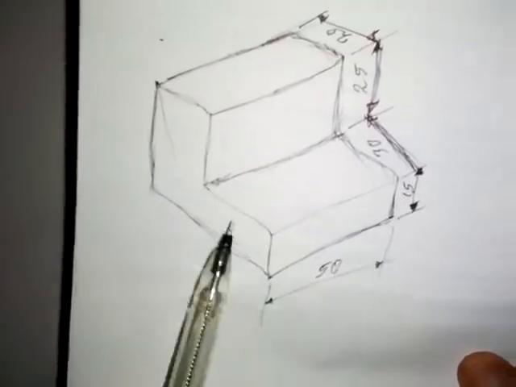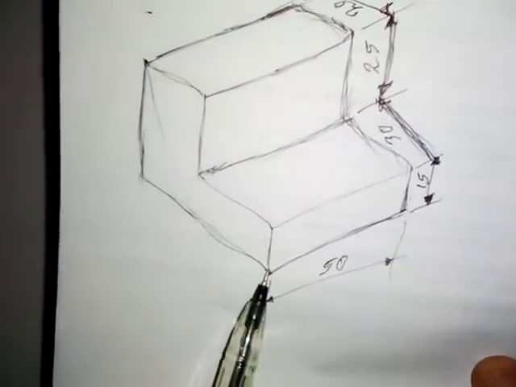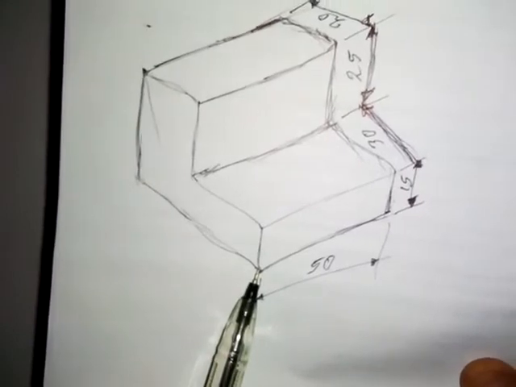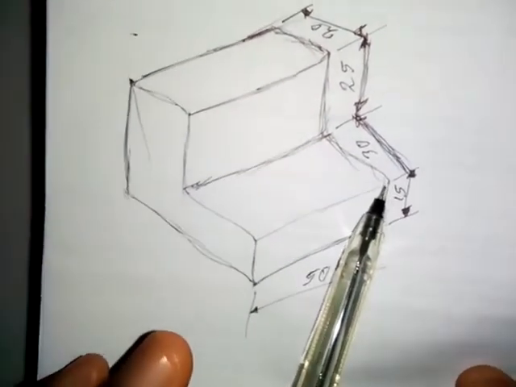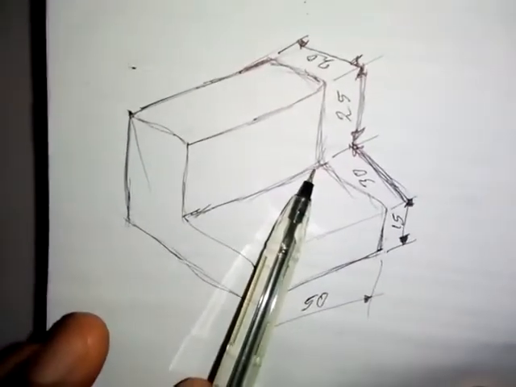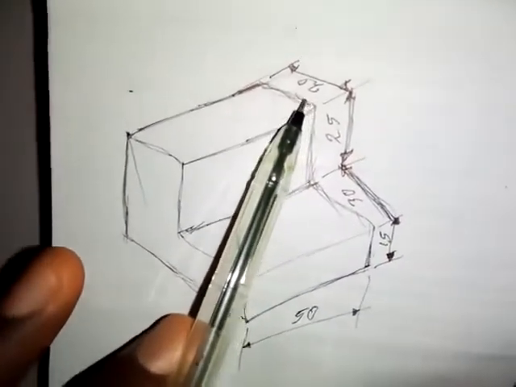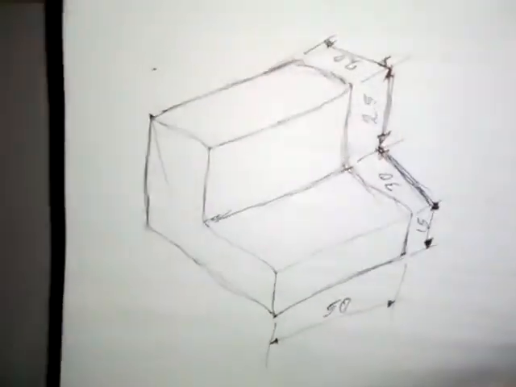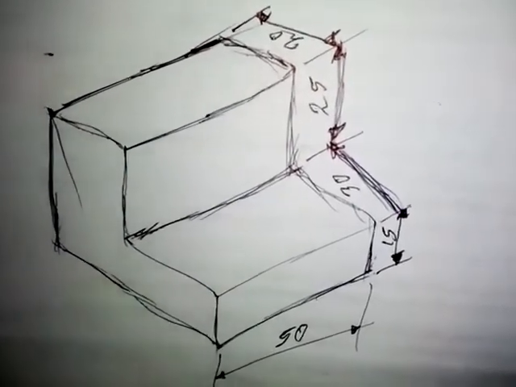So this object is dimensioned. Distance from here to here is 50 millimeters, that is 5 centimeters. Distance from here to here is 15 millimeters. Distance from here to here is 30 millimeters, and distance from here to here is 25 millimeters. From here to here is 20 millimeters, as you can see it clearly on the screen.